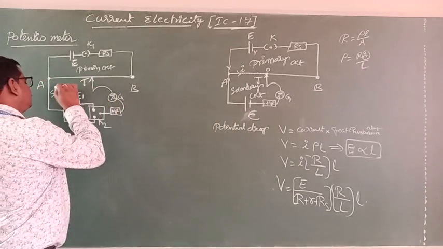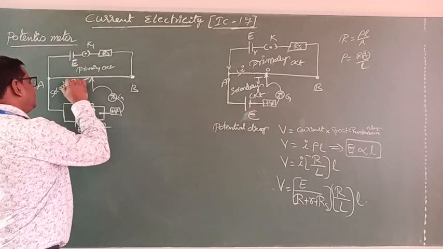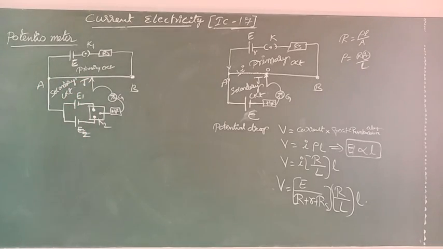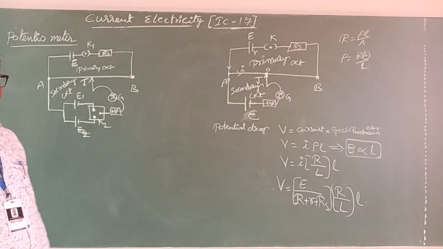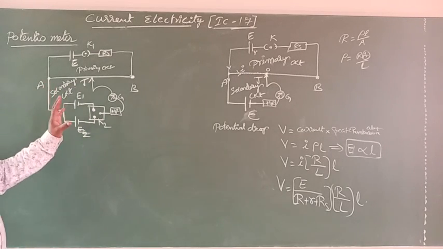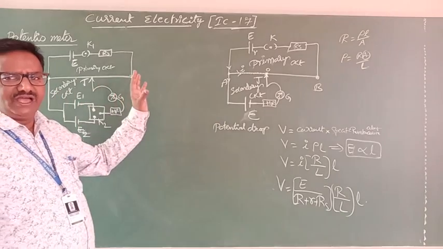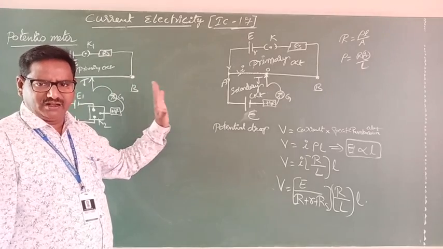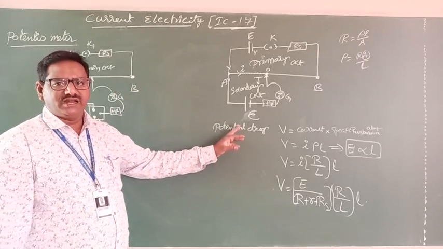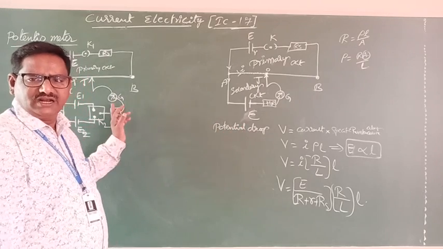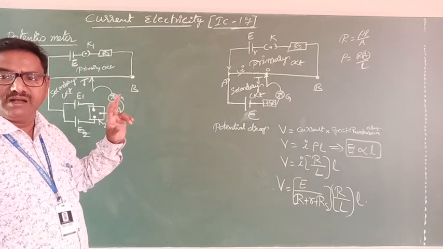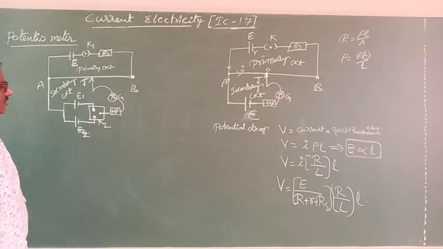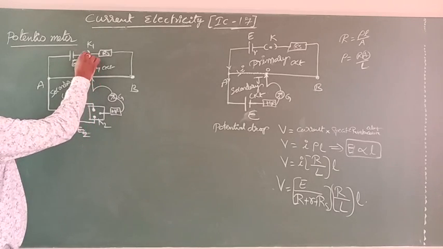This circuit is called the secondary circuit. The two cells which we want to compare must be connected in the secondary circuit. Don't forget this. According to these two diagrams, the first use is to measure the EMF of a cell. From this diagram, now we are comparing two EMFs.